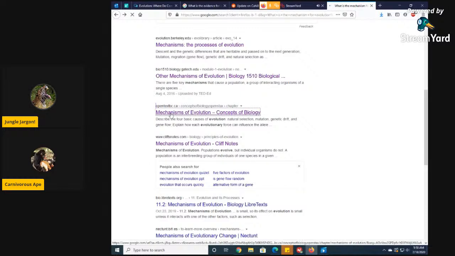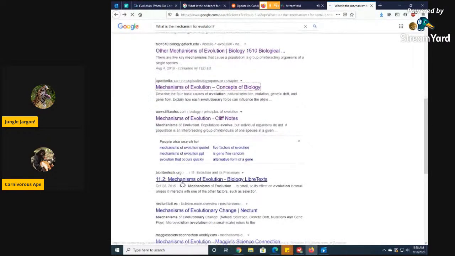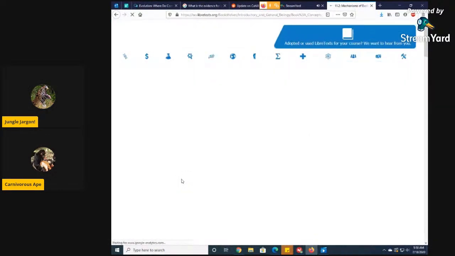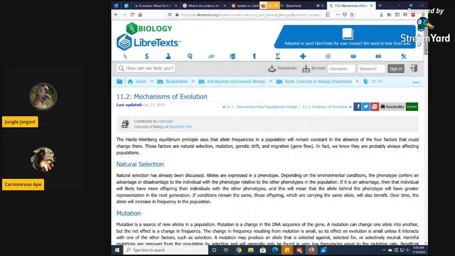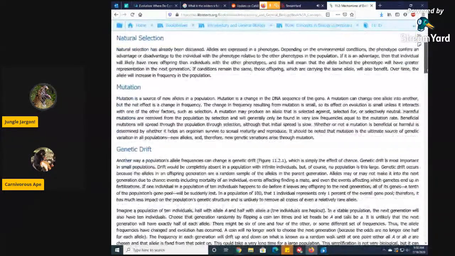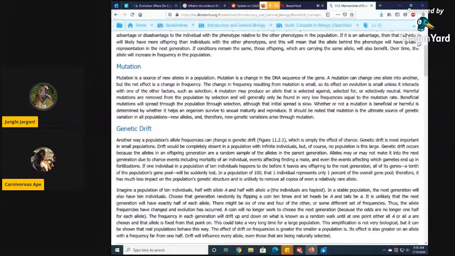Oh, this is the one that didn't work. Okay. Let's see, mechanism. Let's see what these guys say. Natural selection, mutation. Okay, genetic drift. You said genetic drift was only single-celled organisms. Genetic drift is most important in small populations. It would be completely absent in a population with infinite individuals. Imagine a population of 10 individuals, half with the big A and half with the small a.